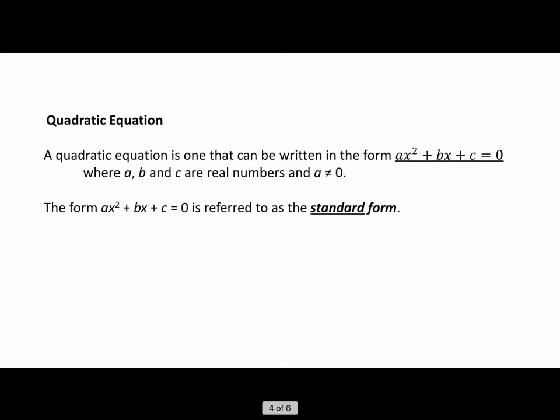So a quadratic equation is one that can be written in this form: ax squared plus bx plus c equals 0, where a, b, and c are real numbers, and a can't be 0 because then this would just be a linear equation, not quadratic. So the form of this equation that I gave you is referred to as the standard form.